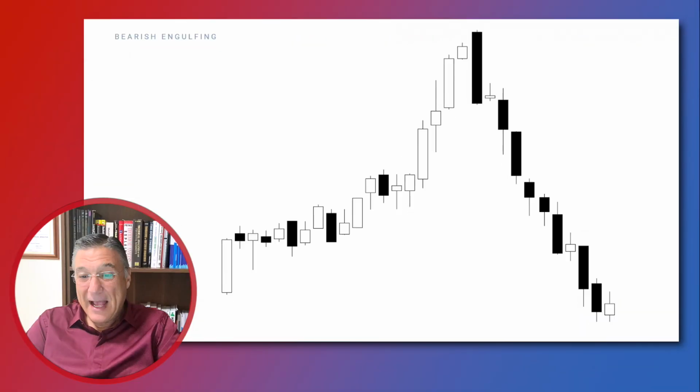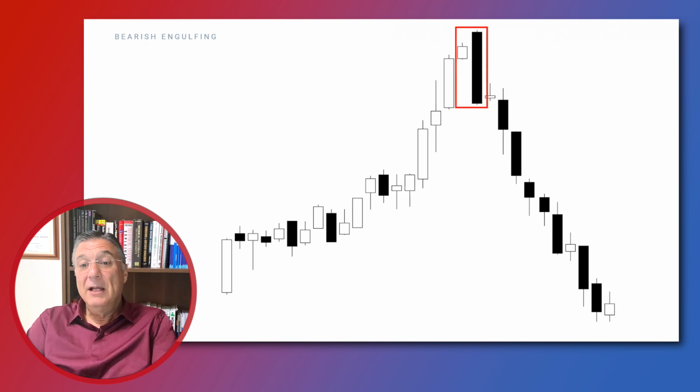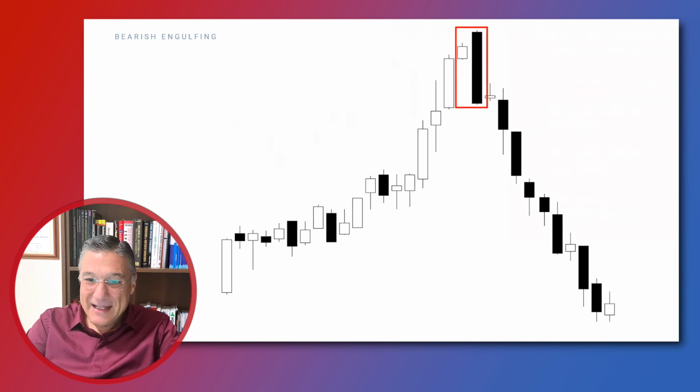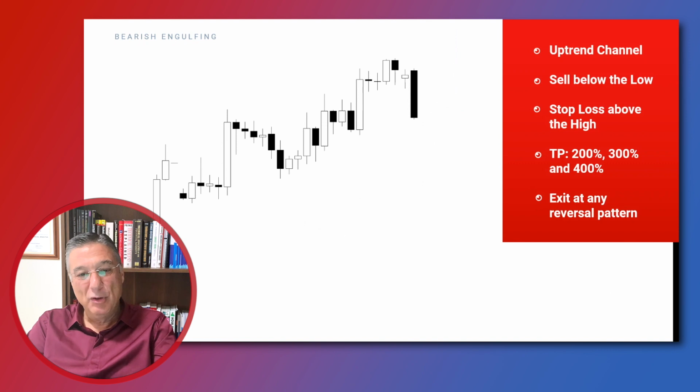Now, let's identify the bearish engulfing pattern on a real chart. And here we are at the top of the rally. A small white body is contained within the long black body. And of course, it has bearish implications. And as we witness on our price chart, the rest is history. The market collapsed.